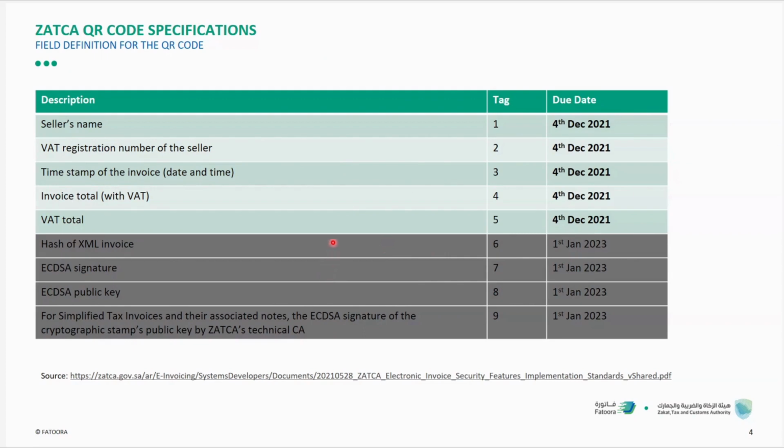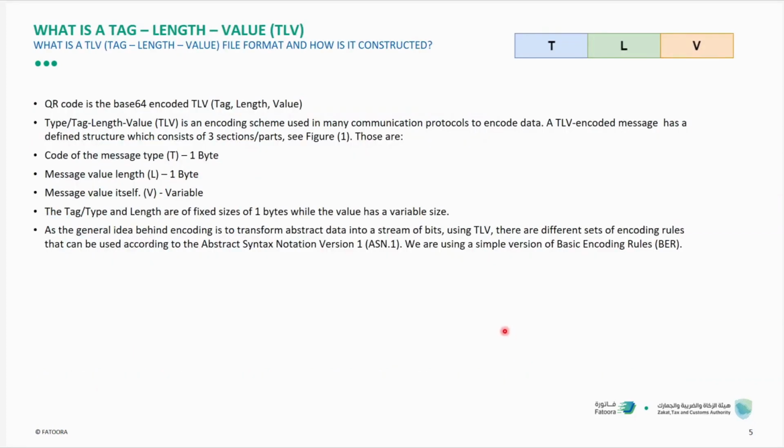Inshallah. Now, when it comes to the TLV, you have to make sure that the tags are numbered correctly in the sequence shown here. So the seller name will have the tag value of 1, the VAT registration number will have the tag value of 2, timestamp 3, the invoice total 4, and then finally the VAT total as 5. Of course, you can go to our website and see the specification and the standards through the published specification document.